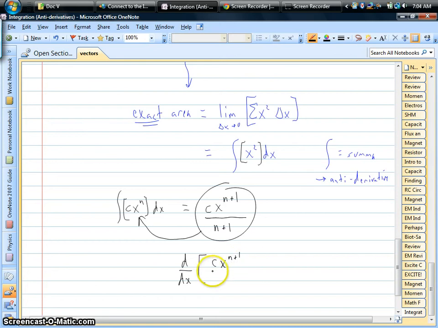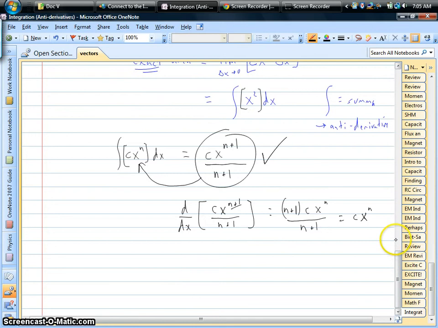If you haven't seen this before, I know this might look kind of weird and goofy. But our rule says take the power, well, the power is n plus 1, multiplied by our constant, subtract 1 from your power, where n plus 1 minus 1 is just n. And this is all over the n plus 1 that we had. And lo and behold, you get back what you started with. Okay? So this little shortcut rule right here is what we're going to use. It works.